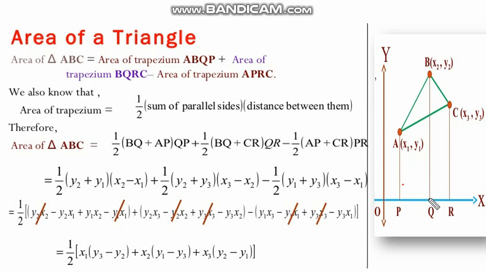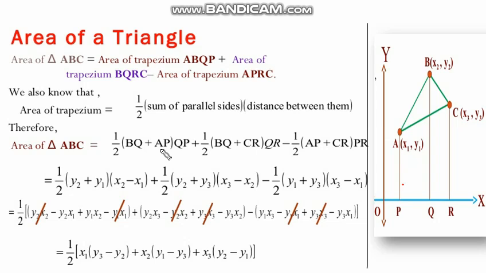The coordinate of B is the distance from the x-axis, and the distance from the x-axis is the y coordinate. So the length of B from the x-axis is y2, so BQ is y2. And the next, AP. The length of AP is y1, because A's distance from the x-axis is the y coordinate, which is y1.